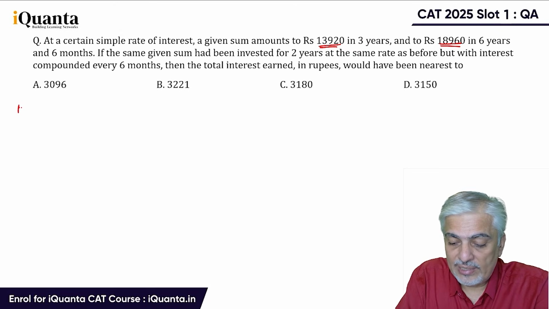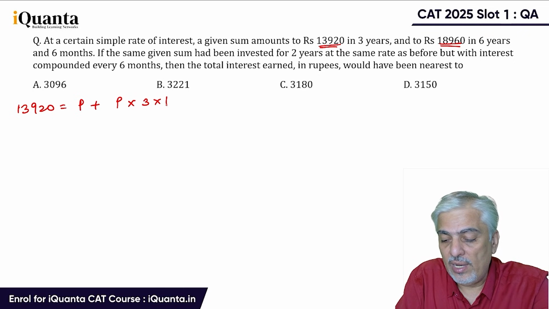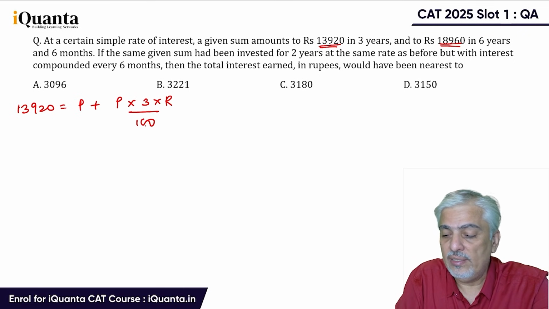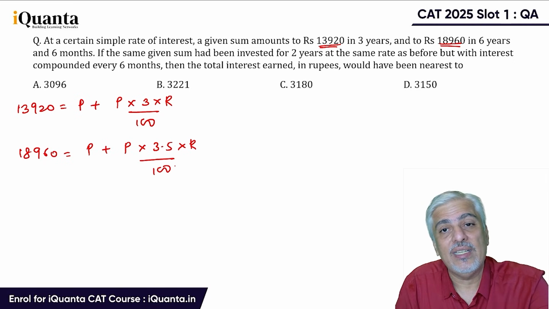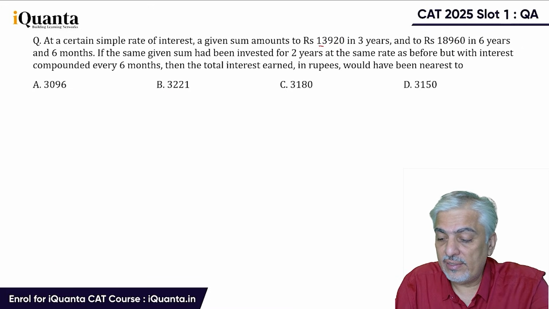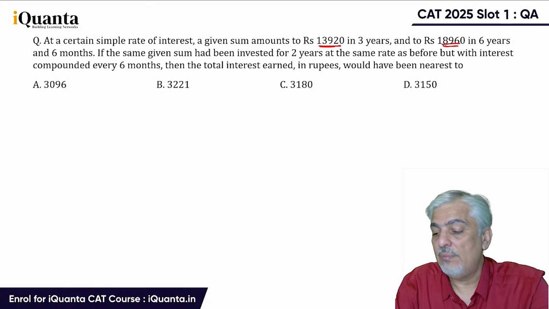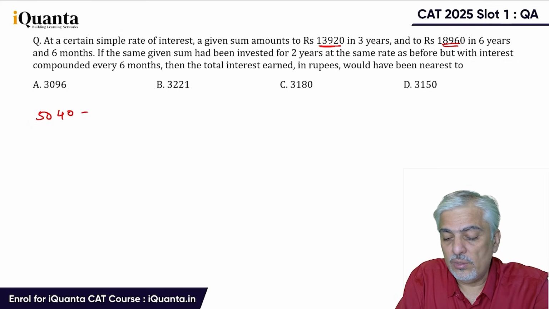Otherwise, you would write something like this: 13,920 is equal to P plus P into N into R upon 100, equation number 1. And the other equation is 18,960 is P plus P into 3.5 into R upon 100. Then subtract these two and you get the same thing, which I would not want you to do. I would want you to directly think that the difference between these two is nothing but the interest for 3.5 years. So 5040 is only the interest.